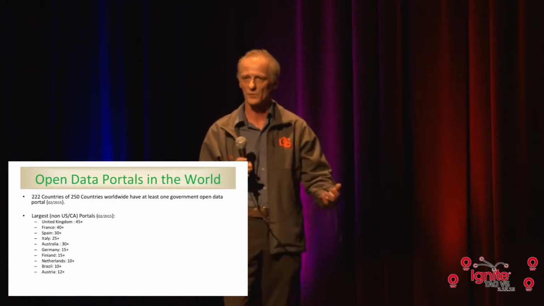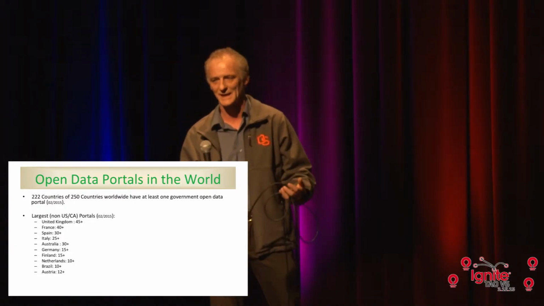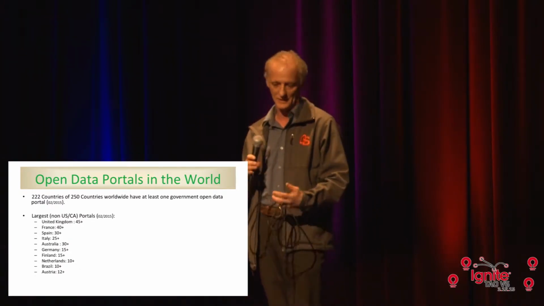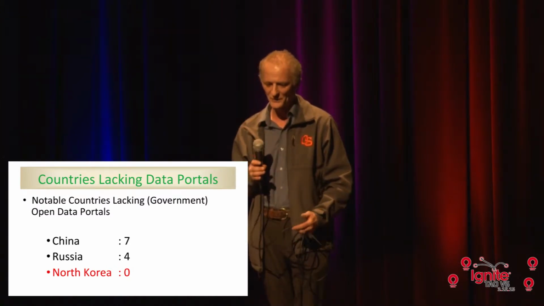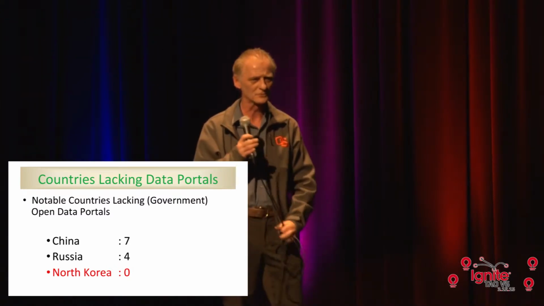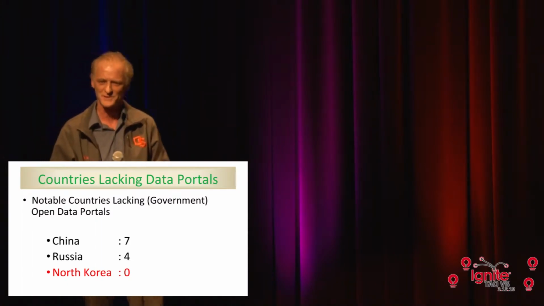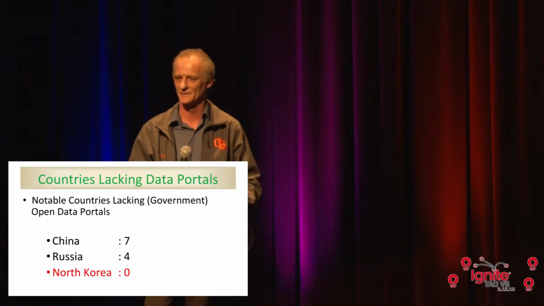We see it all over the world now. Almost every single country in the world, their governments are putting data out there for free. And particularly in Europe, you can see that they too have high numbers. But there are some countries that are really lacking. China, the most populous, 7. Russia, the largest landmass, 4, and our friends in North Korea, 0.